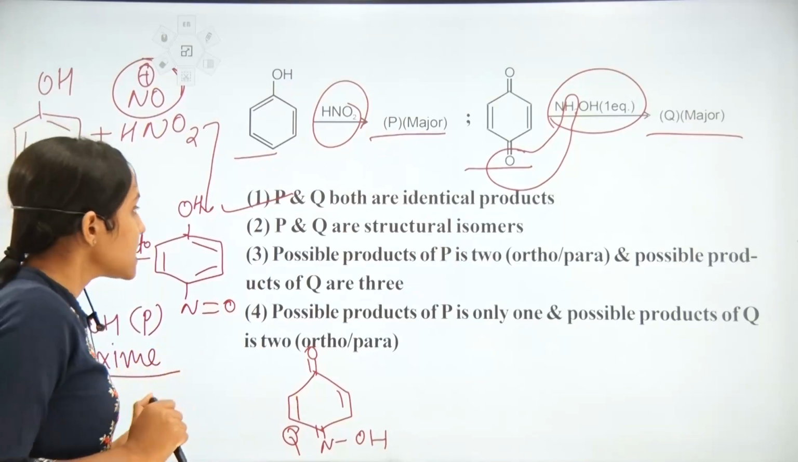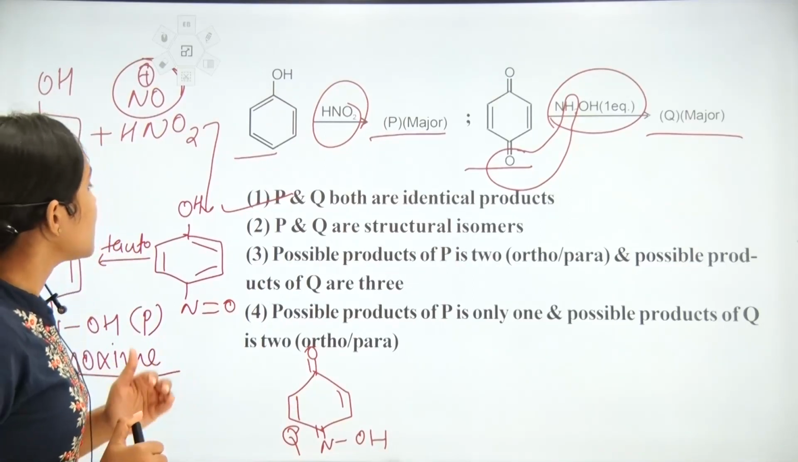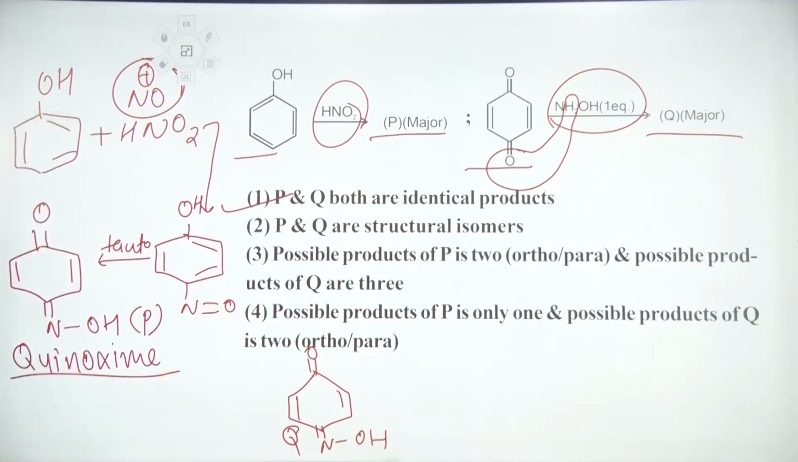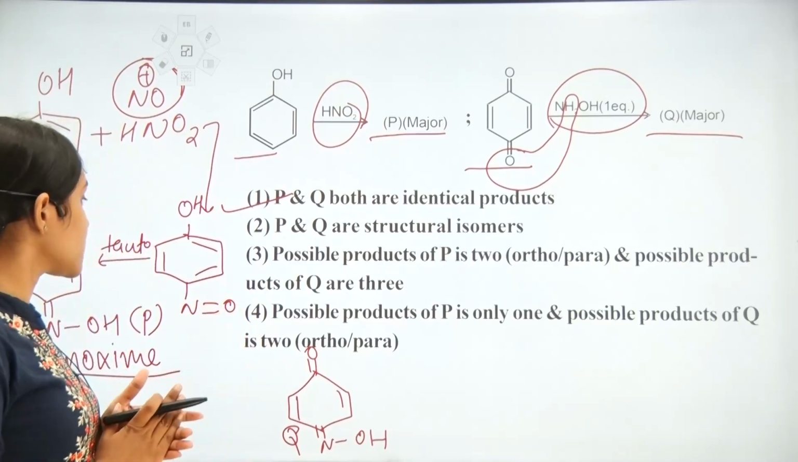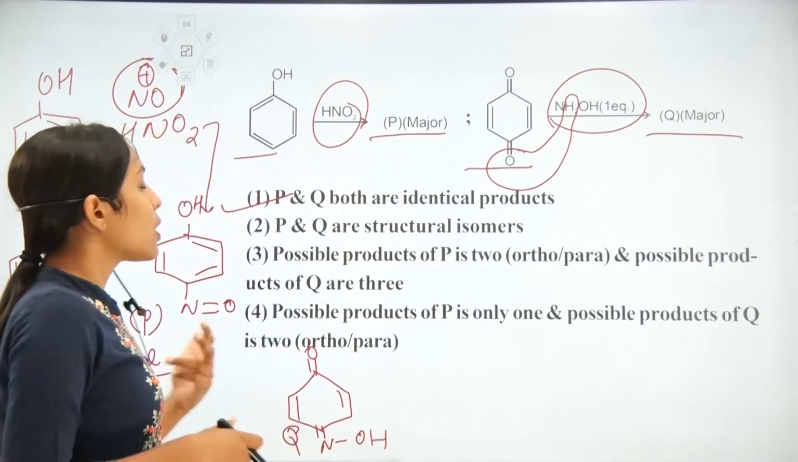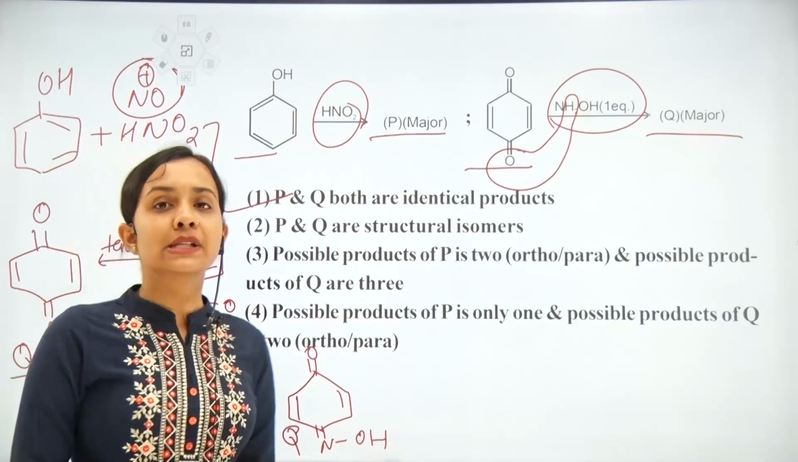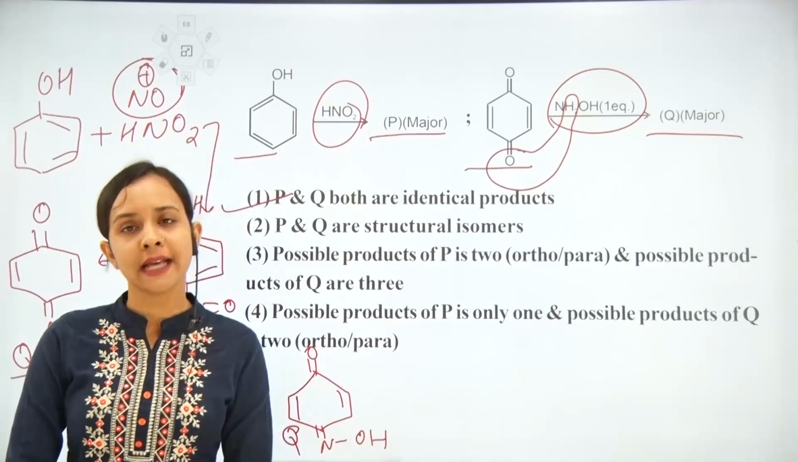No, both are identical. Option 3, possible products of P is 2 and possible products of Q are 3. No, such multiple possible products are not present, right? Now option 4, possible product of P is only 1 and possible products of Q is 2, ortho and para. So option 4 is also incorrect, right? Option 1 is correct, that P and Q are both identical products, right? Option 1 is the correct answer. Thank you.